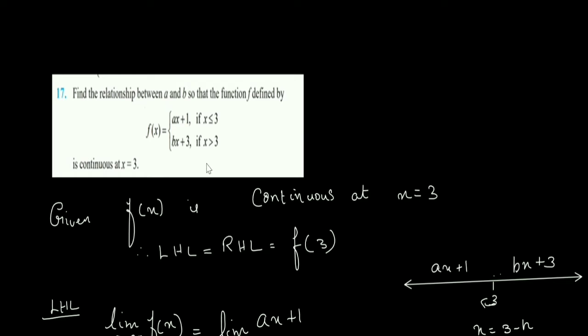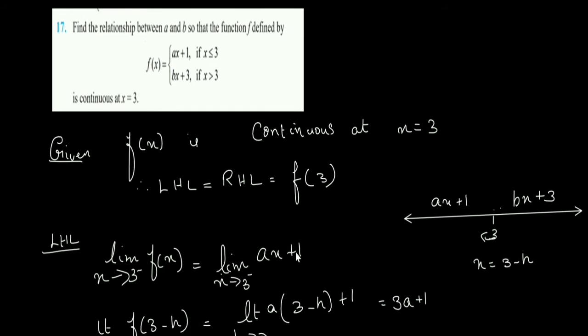So it is given f of x is continuous at x is equal to 3. When a function is continuous at x is equal to 3, then the left hand limit is equal to the right hand limit is equal to the value of the function at 3.